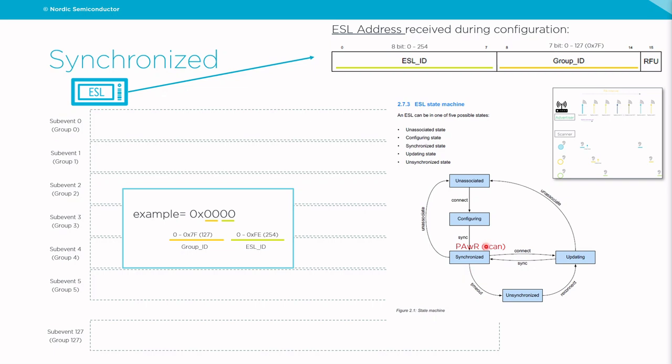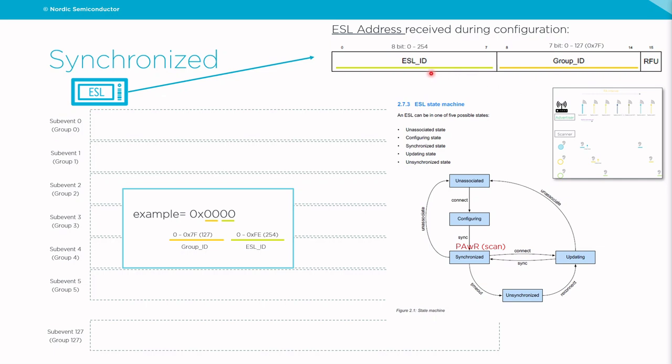The ESL address plays an important role here because it is used for the tag to understand to which subevent it needs to subscribe and to which group it belongs to. So let's have a look at what the ESL address is. The ESL address is made of two different parameters. The group ID, which is 7 bits, and the ESL ID, which is 8 bits.